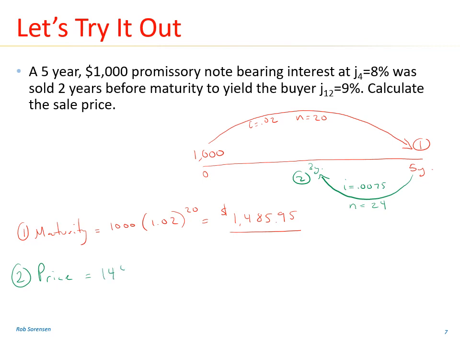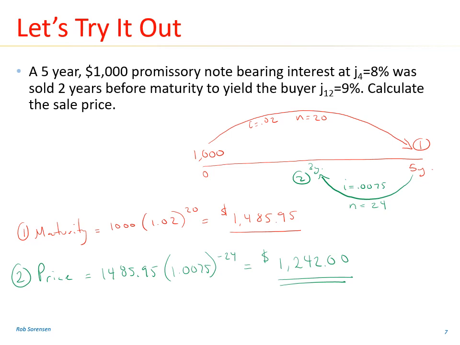I'll take the full maturity value because that's what the person will receive when they buy the note, or what they expect to receive when they purchase a note, and bring that back for 2 years. And that works out to be $1,242 exactly. That's how much the note would be sold for at the 3-year mark.